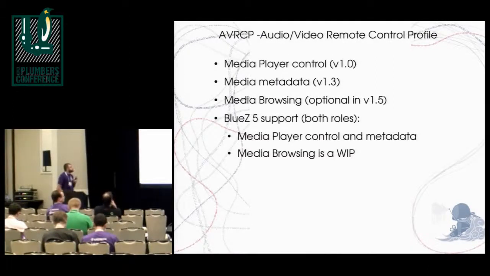Next one is AVRCP. It's a profile that we use to control media over Bluetooth, like the commands play, pause, and then that was like version 1.0. Version 1.2 introduced metadata, so you can transfer over Bluetooth who is the artist or the album or the track number, much information about the music or the video you are playing. And 1.5 introduced the new concept of media browsing, so now you can browse the folders and the library on the other Bluetooth device.